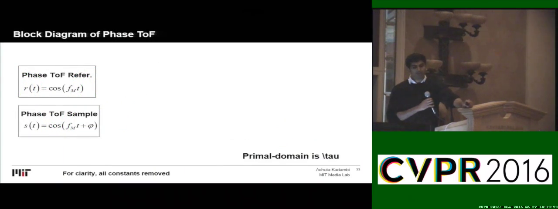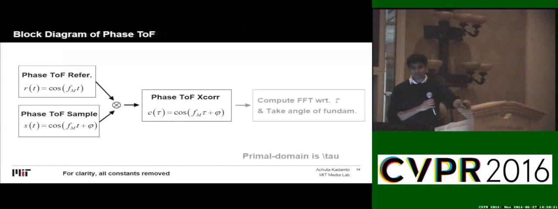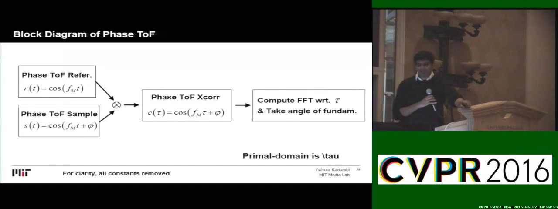In phase TOF, the reference signal, I've removed all the constants for clarity, is basically cosine ft. And the phase TOF sample is cosine ft plus phi. So there's that phase delay due to the path length. All right. And so now we cross-correlate them, and this is happening on the chip of the camera. You cross-correlate, and now you have cosine ft plus f tau plus phi. So now the primal domain has changed to tau. And so I can just compute an FFT with respect to tau and take my angle of my fundamental, and then I'm done. And that's phase TOF.